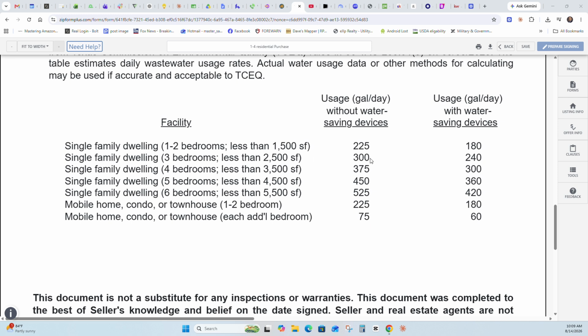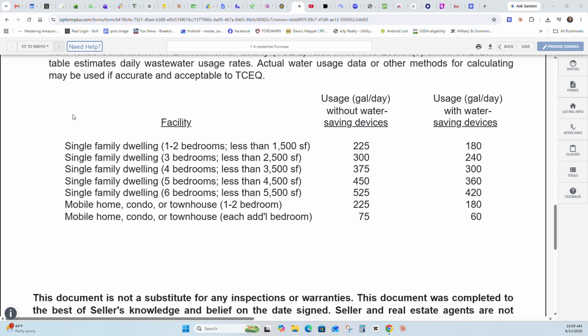Now, this last section here, this is pulled from information from government agencies, and this is describing on-site facilities. It shows you what regular people are using, how many gallons per day. It also lets you know if you have a home that's 4 bedrooms, less than 3,500 square feet, you should have a septic big enough to handle 375 gallons, or 300 with a water-saving device. It gives you an idea of where the amounts are and if you need a bigger tank. Certain tank sizes, all that you can pull data on.